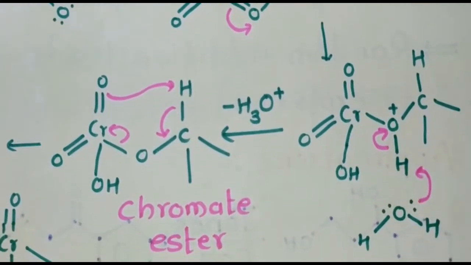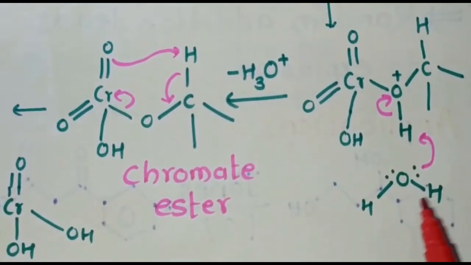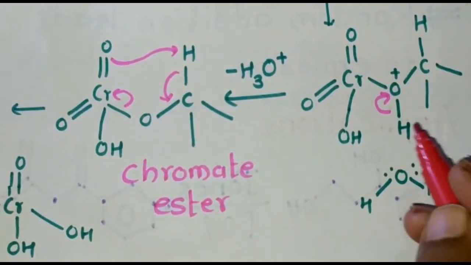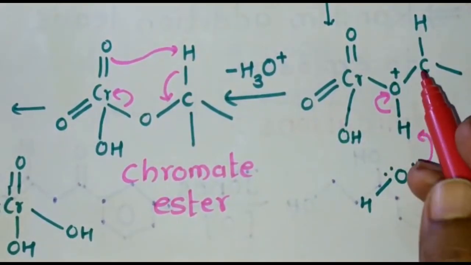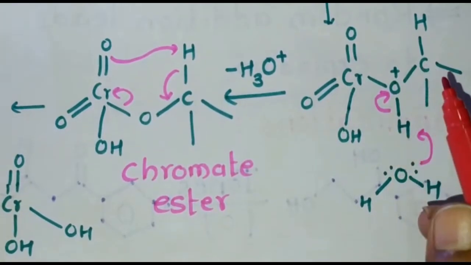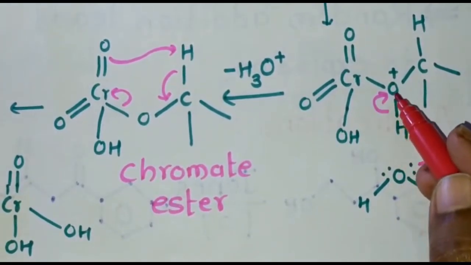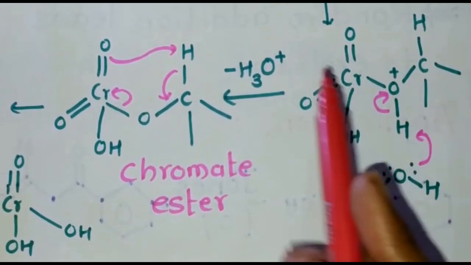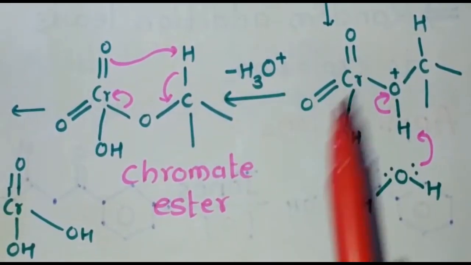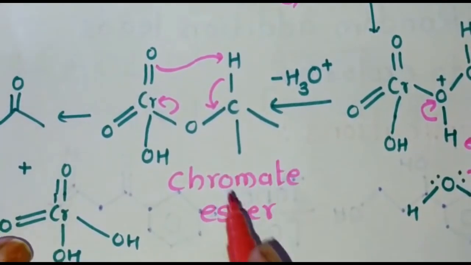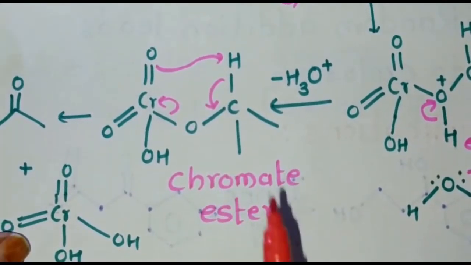Now the water molecule abstracts this hydrogen, and the positive charge becomes neutral because the bonding pair of electrons is shifted toward this oxygen atom. So there will be a loss of H3O+. Here this is the chromate ester. The chromate ester formation is carried out.